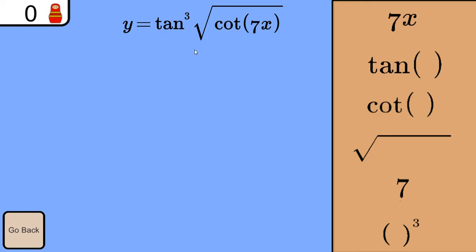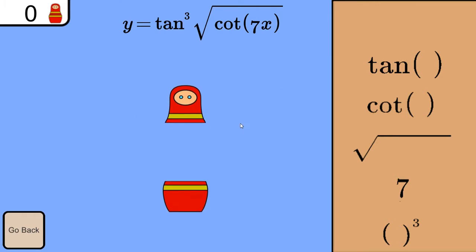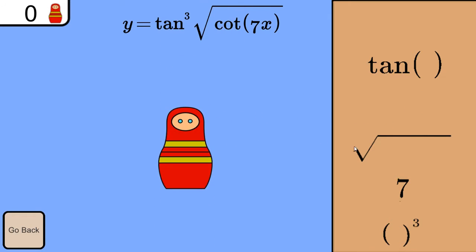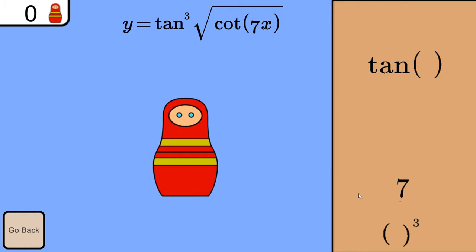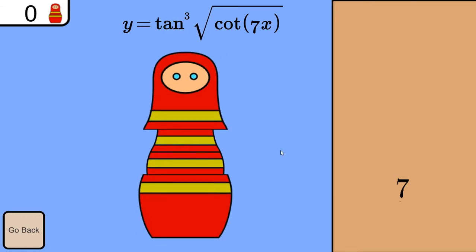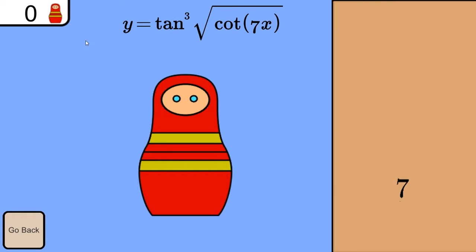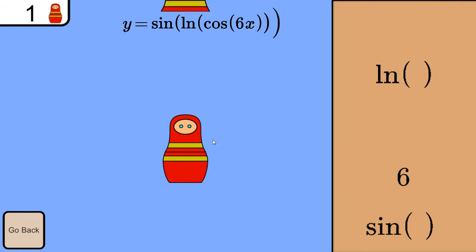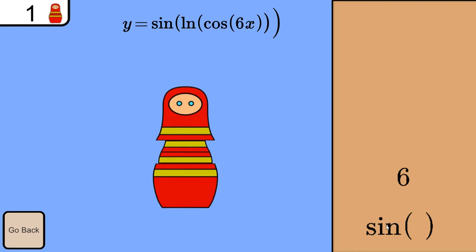So our innermost value in this equation is the 7x. We're going to drag that over to the center here, and a doll comes and eats it up. Then we build out from that. Next would be our cotangent, then our square root, and then our tangent, and the whole thing is cubed. Now we've done that, and our correct ticker will come up. Now we'll just repeat the process, starting with the innermost and building out.